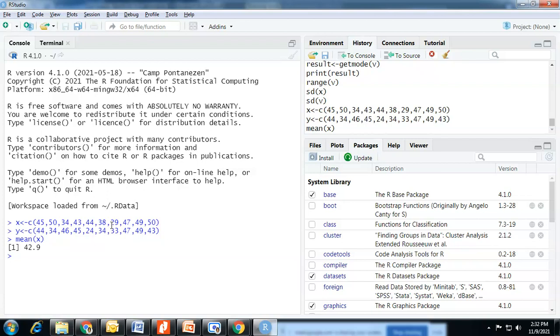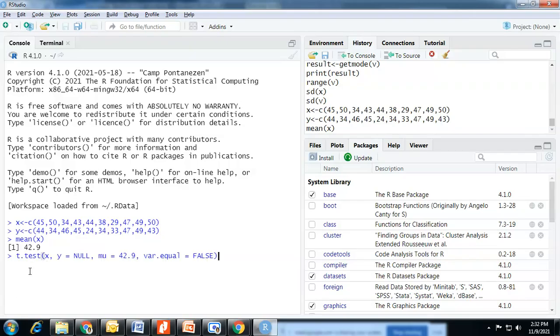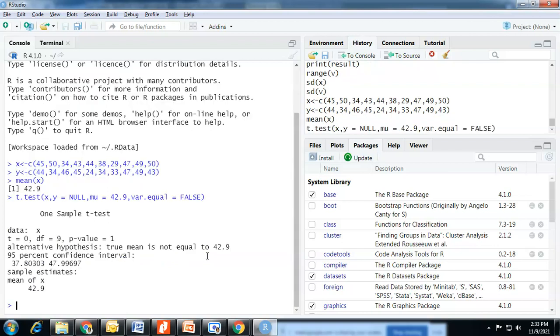Now we will write the code for the t-test. It is t.test in bracket x, comma y equal to null, then mu equal to the mean value, 42.9, which we have just calculated, and then var.equal equal to false. Now we will execute it, just press enter.